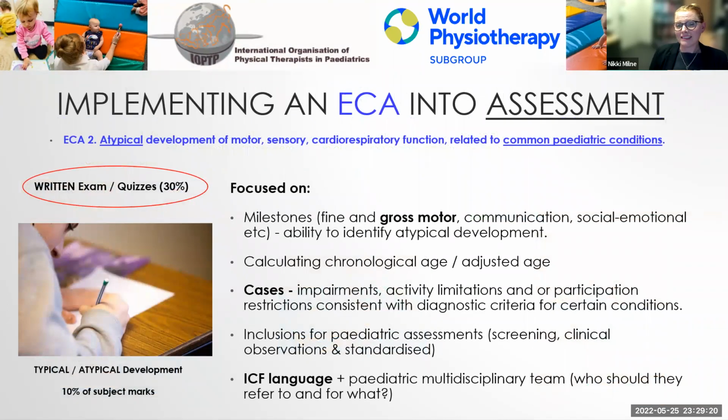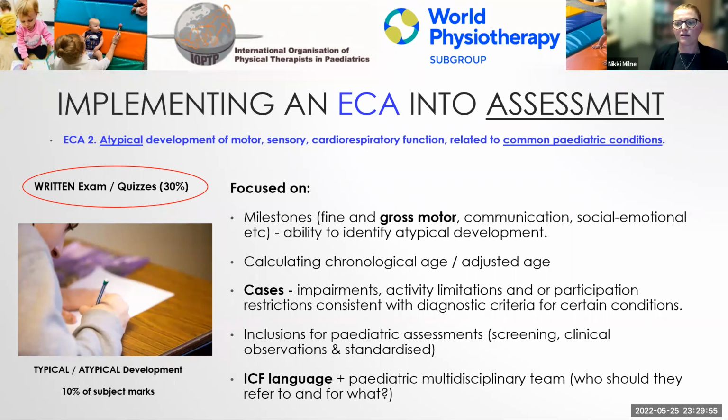We then examine these skills as well. So if we were examining atypical development, we have some examples of the ways we do that is through a written exam. So 10% of the marks of one of our subjects is about typical and atypical development. They've previously learnt about typical development, but we rapidly reintroduce them to that, and then they are straight into atypical development. So in this quiz, they'll be examined on things like their milestones, with a large focus on gross motor, but across each of the developmental domains.